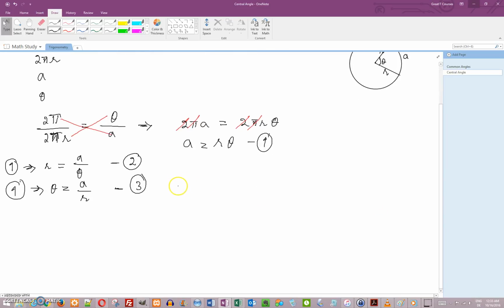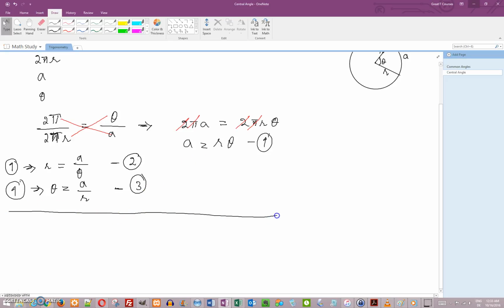Before we get to any examples, you should know that theta in these equations is always in radians. It's not in degrees, it's always in radians. Based on this, you can get a definition of 1 radian. If A was equal to r, then you would get a value of 1 for theta.